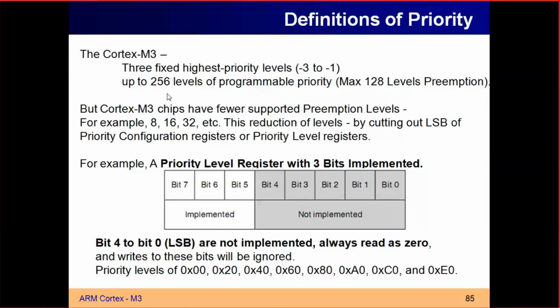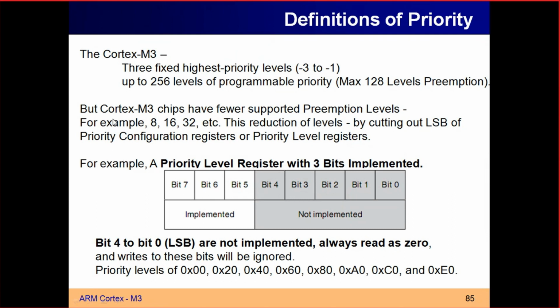And there are up to 256 levels of programmable priority, but a maximum of 128 levels of preemption. Why this is 128 levels, we'll see later. So a maximum of 256 levels, but 128 levels of preemption.